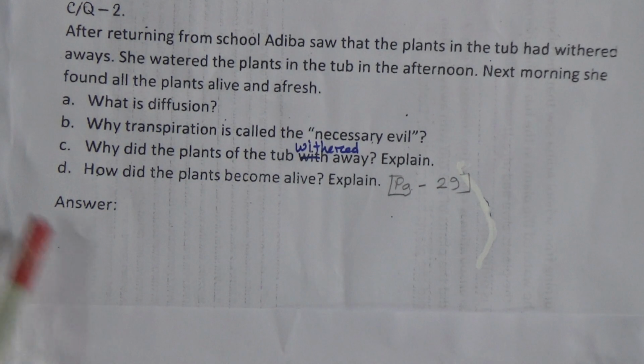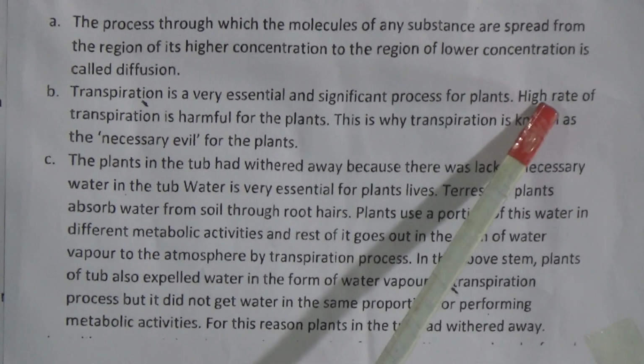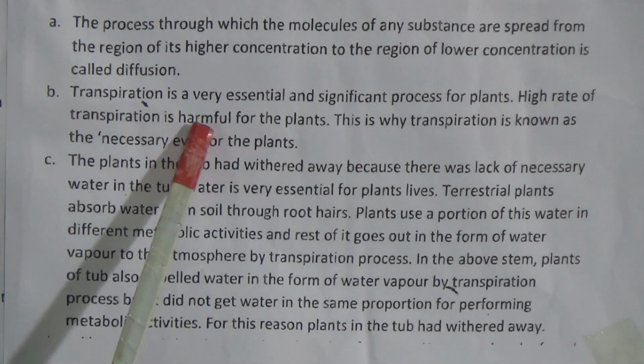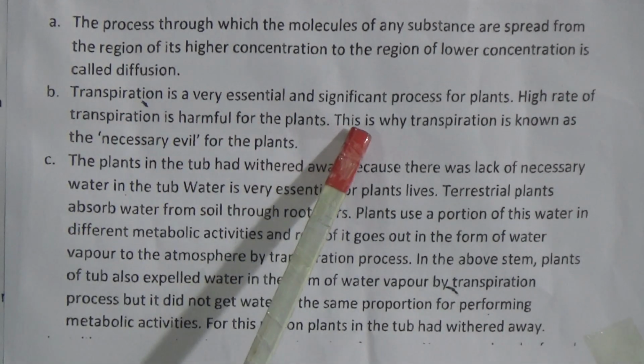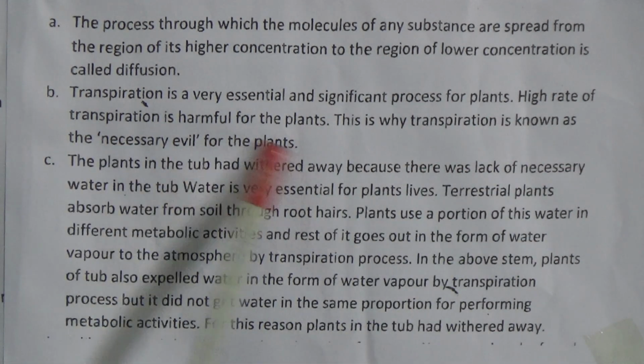Dear students, the answer of A is, the process through which the molecules of any substance are spread from the region of its higher concentration to the region of lower concentration is called diffusion. Question B was, why is transpiration called the necessary evil? The answer is, transpiration is a very essential and significant process for plants. A high rate of transpiration is harmful for the plants. This is why transpiration is known as the necessary evil for plants.